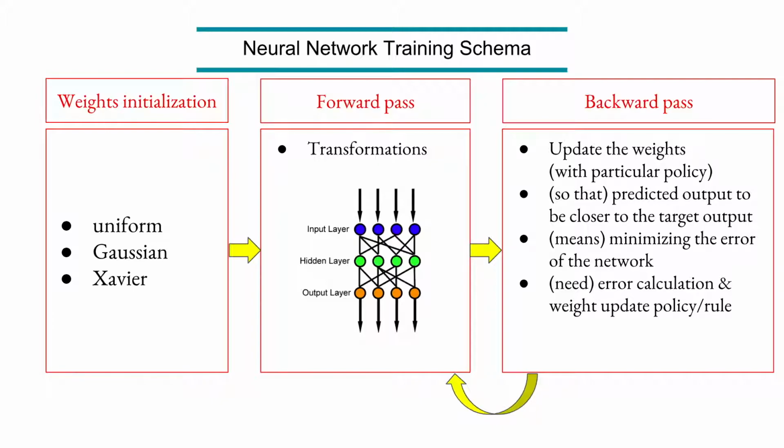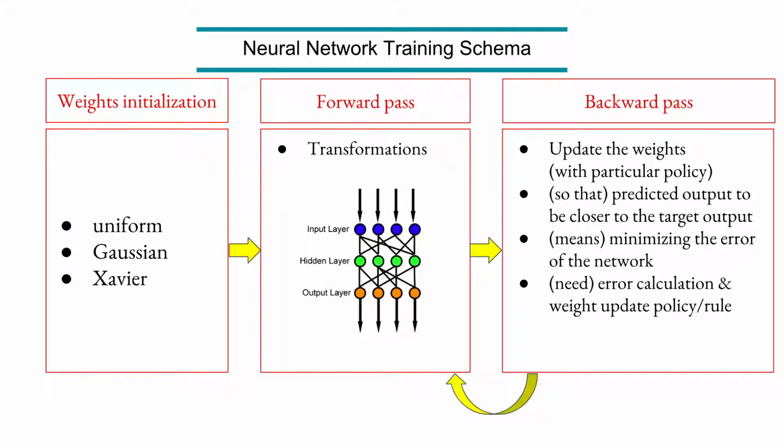So we need some kind of rules for updating the weights, right? And there can be many rules, like you can just multiply the loss with the weight, or you can add, or any kind of function you can use in updating the weights. So we want to update the weights with particular policies so that the predicted output should be closer to our target output. That means we want to minimize the error function.